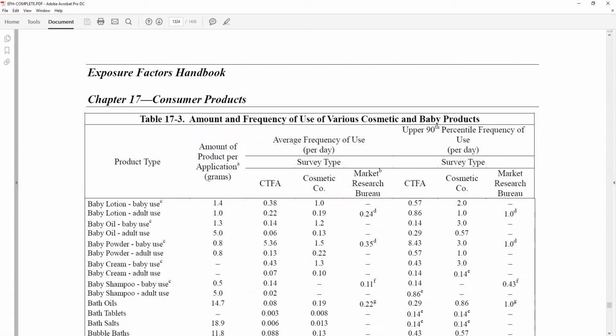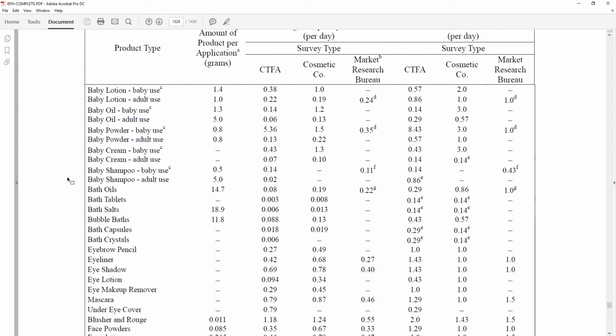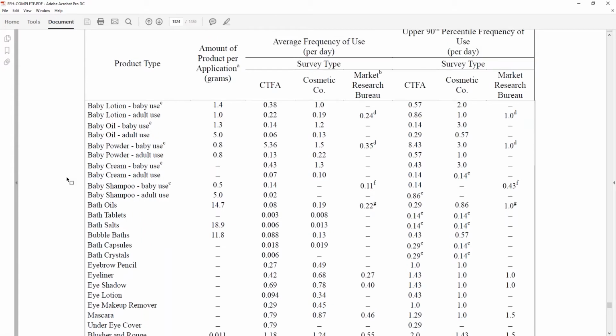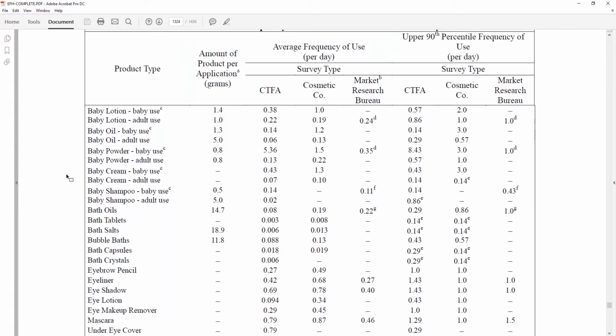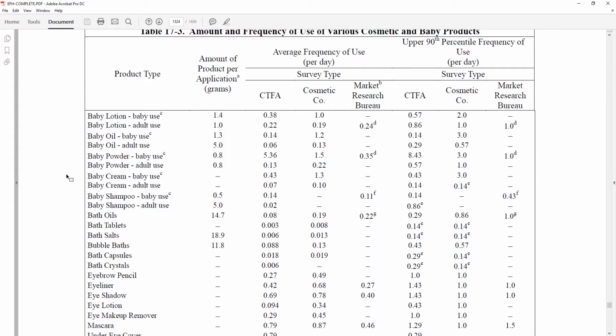So again, take a look at that. This is the amount and frequency of use. For example, here we have different products and some of the shampoos, looking at the amount per application. This information is actually coming from a manufacturer. They've done their studies and provided that to EPA. So some of this information is very industry relevant. Others were done by other organizations, so it gives you an idea of where you may have that. And the average frequency of use and the information in terms of the upper 90th percentile. So it gives you that, which is what would typically be considered. Okay. Any questions?